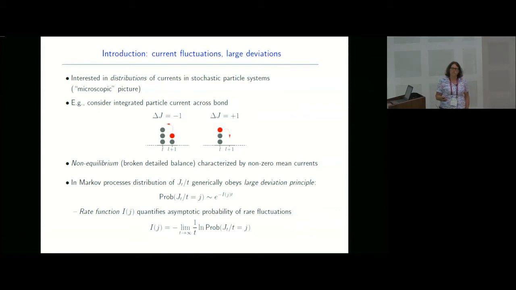So I take this net number of jumps that I've measured and I divide by the time to get a time average. The distribution of the time average current generically obeys a large deviation principle, which I write very loosely in this way. So this rate function I(j) tells me about the asymptotic probability of rare fluctuations, how likely I am in the long time limit to see a fluctuation away from the mean or typical value.